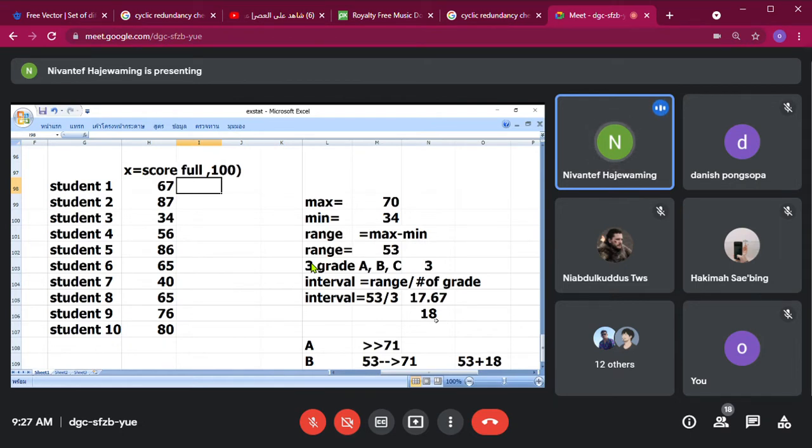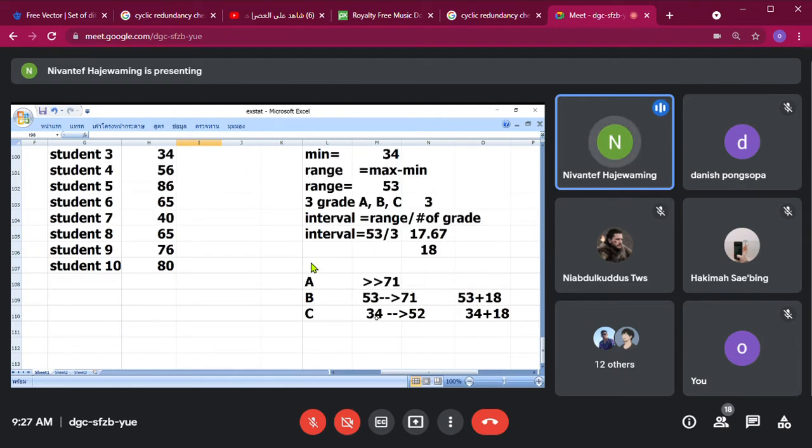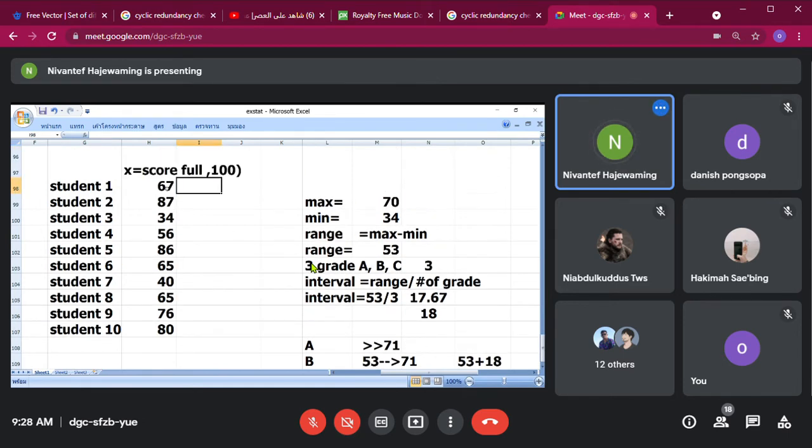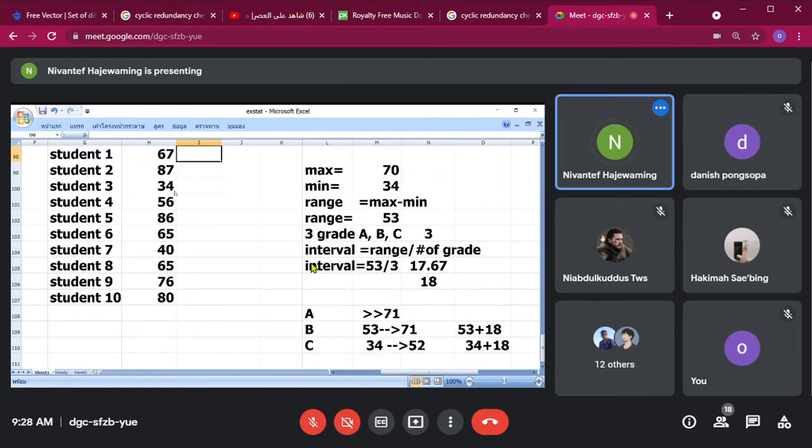You get 18. The minimum score is 34. And the maximum score for grade C is 34 plus the interval, you get 52. And grade B starts at 53 plus the interval, you get 71. If the score is larger than 71, you get A. You can get 67, right?